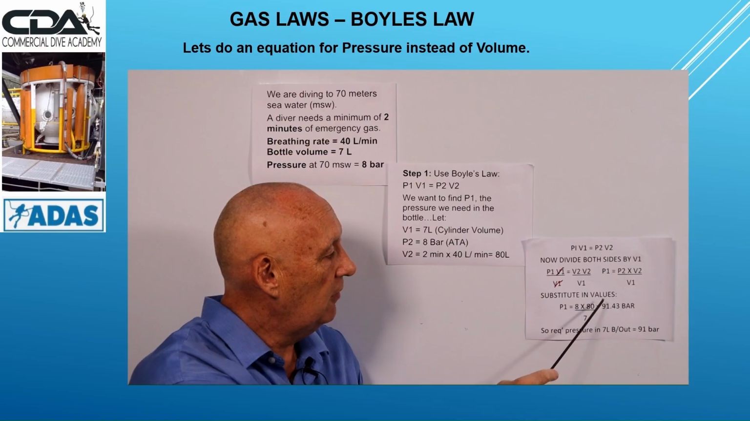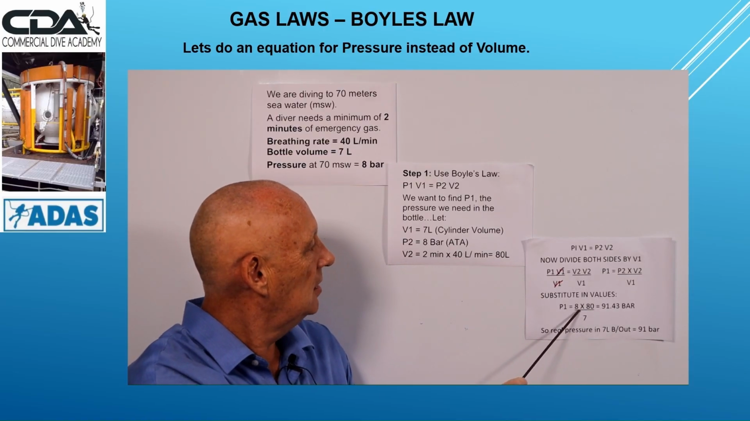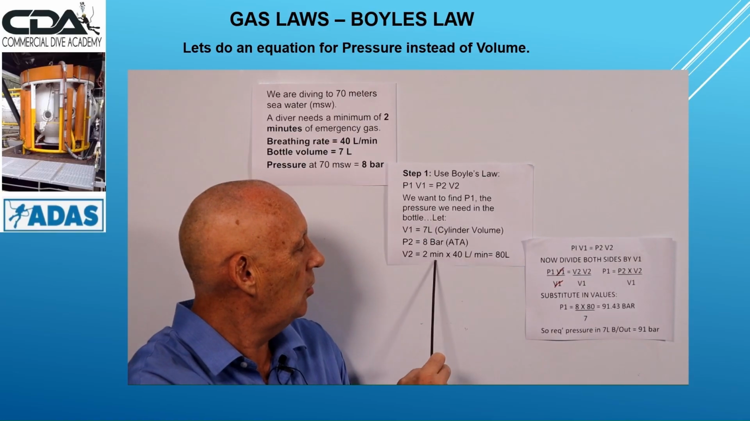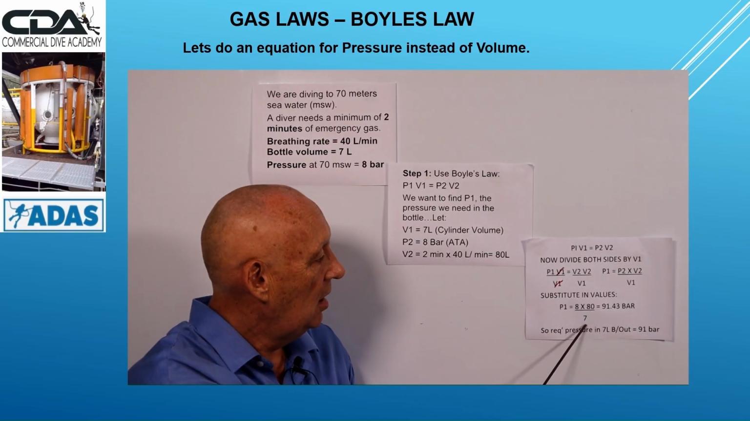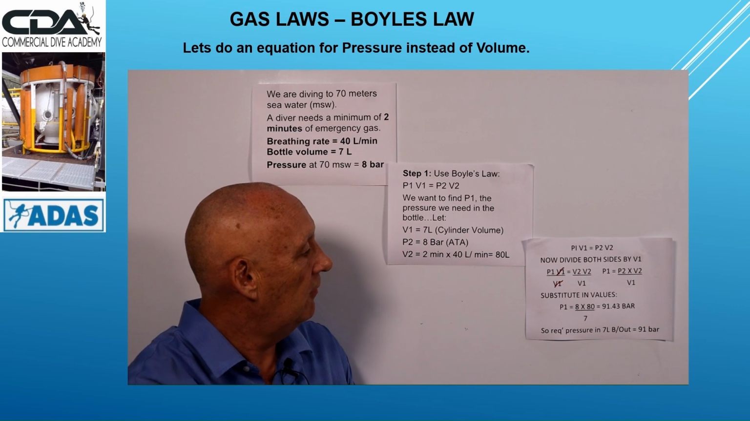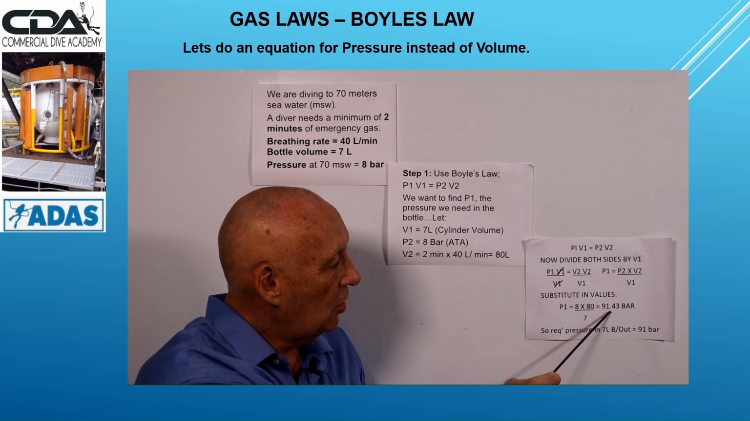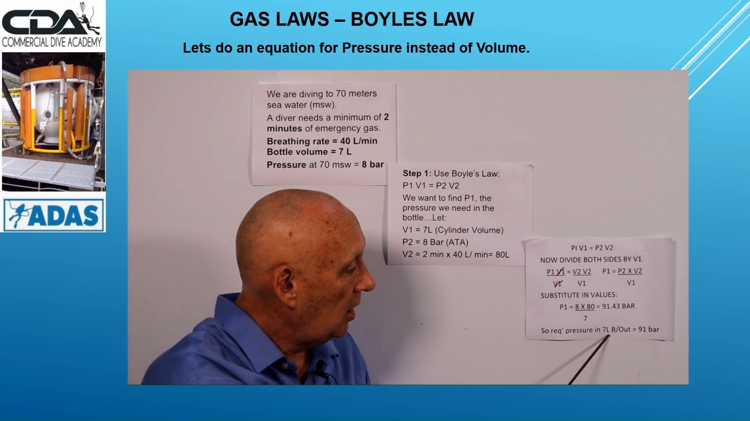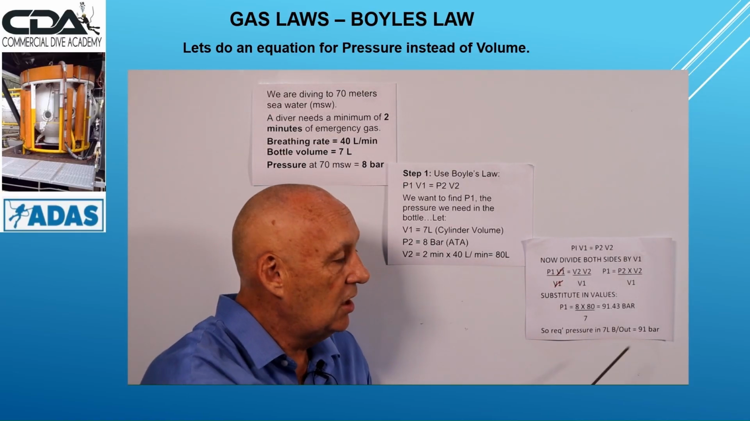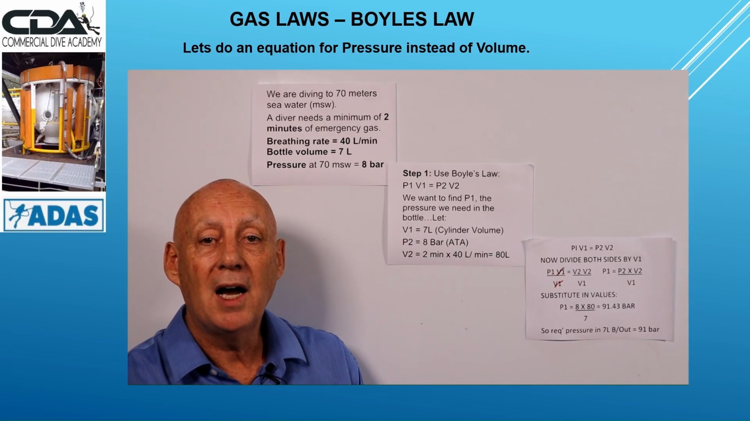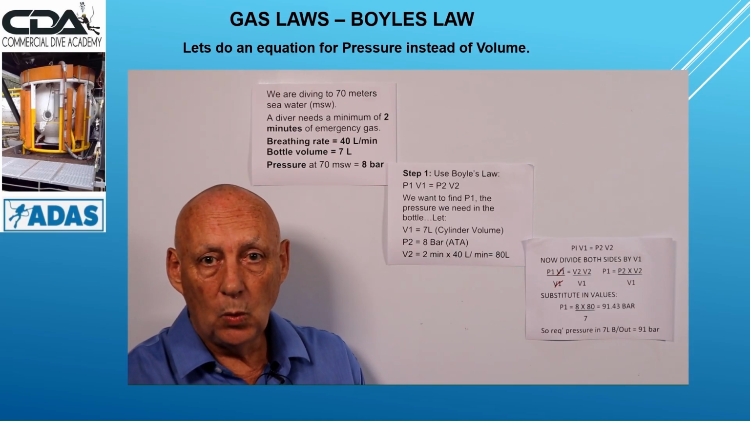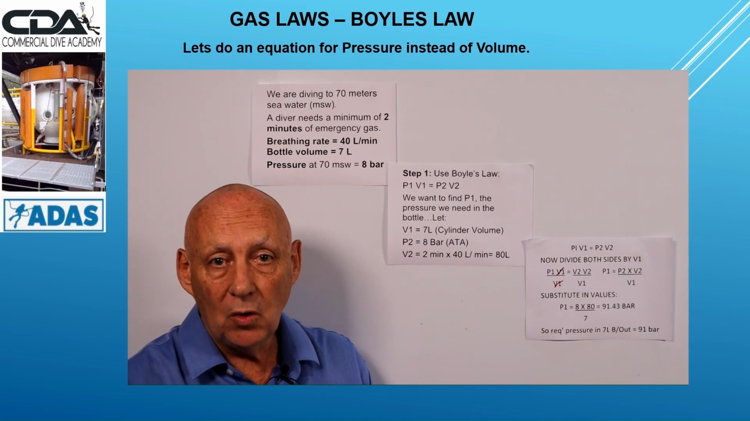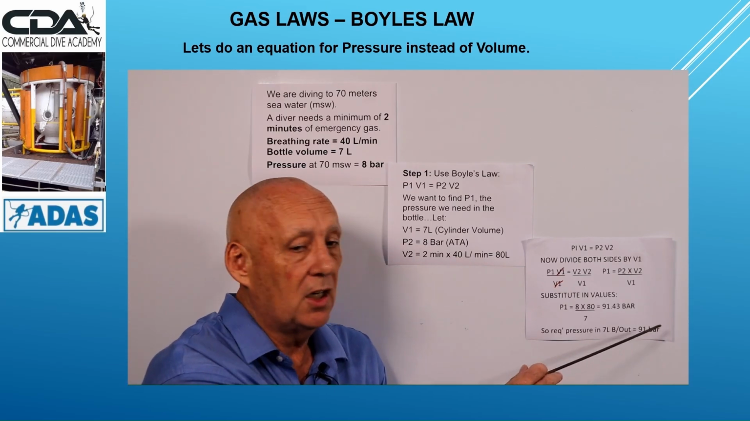Okay, substitute values. We've got 8 atmospheres absolute. We've got 80, which is 2 minutes times 40 litres, and 7 being the cylinder volume. And that comes to 91.43. Please check that. So the required pressure in a 7 litre bailout is 91 bar. That's the minimum. You will usually have a lot more than that. You might have 150 or even 180 or 200. So you definitely won't be down here.